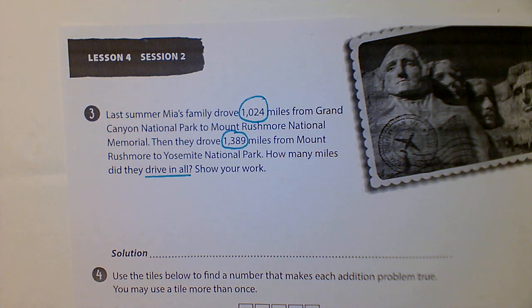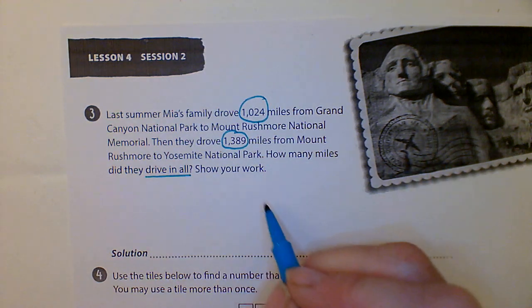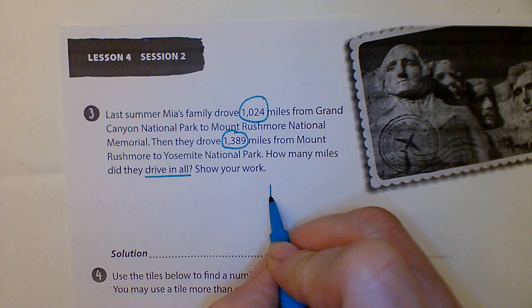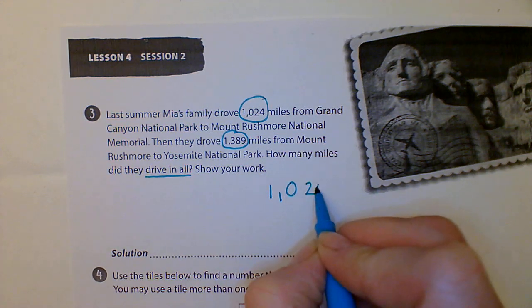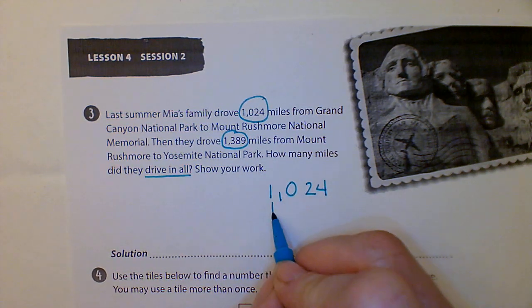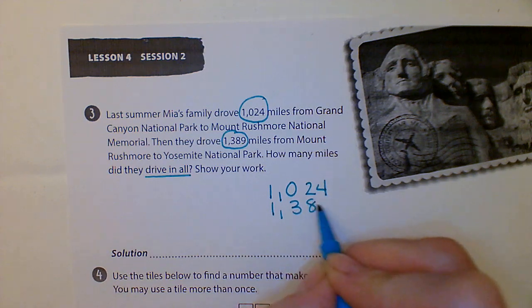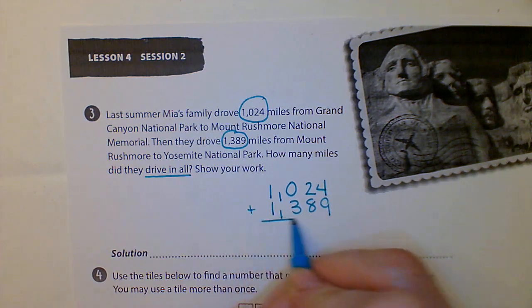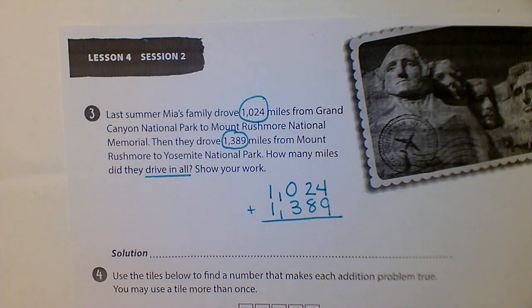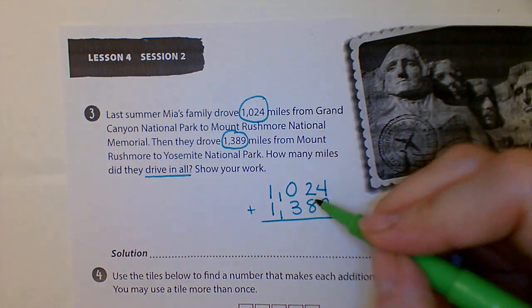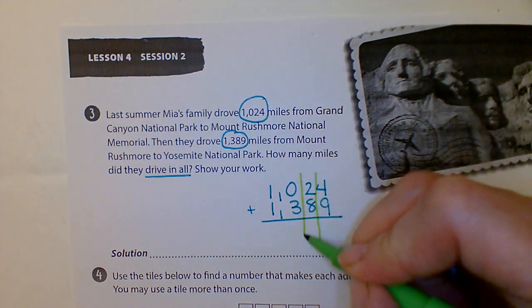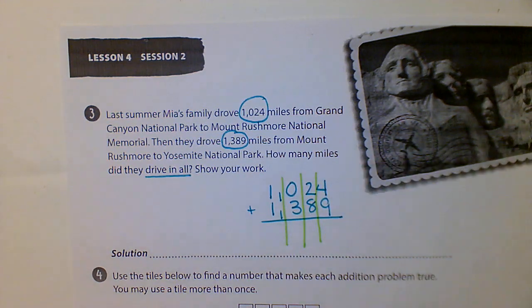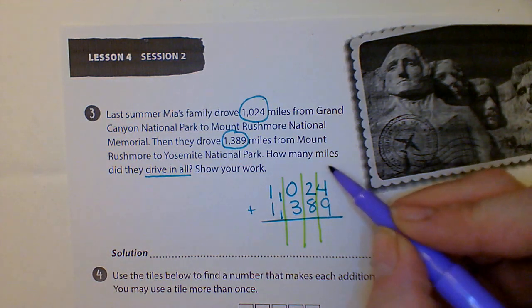So let's go ahead and set this up. So I'm going to have 1,024 miles, and then I'm going to have 1,389 miles. And again, I like to have those lines in there. And I'm going to start in my ones. So when I add my ones, let's go ahead, I feel like being colorful. So I'm going to add my ones first.